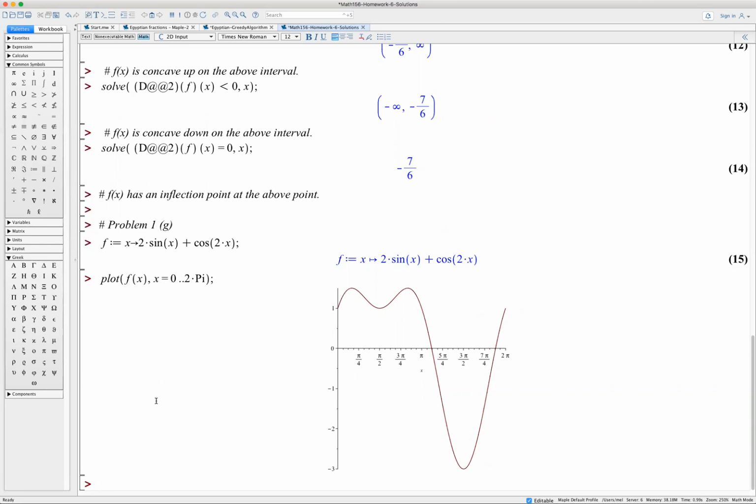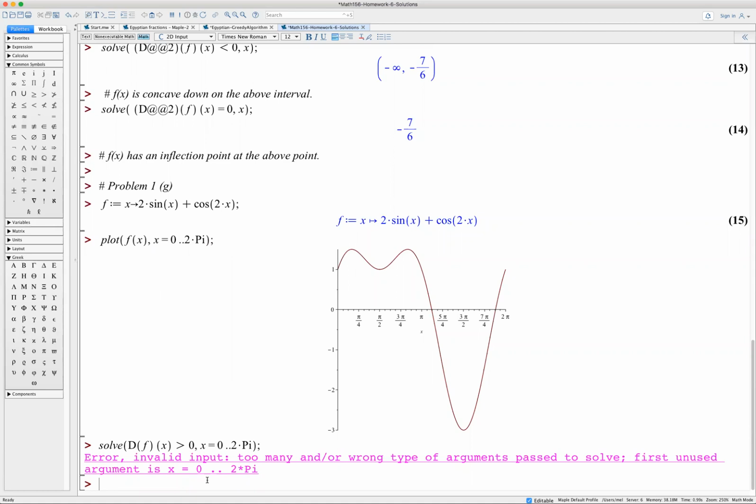First of all, the function is increasing where the derivative of f at x is positive, but we're only interested in x from 0 to pi.